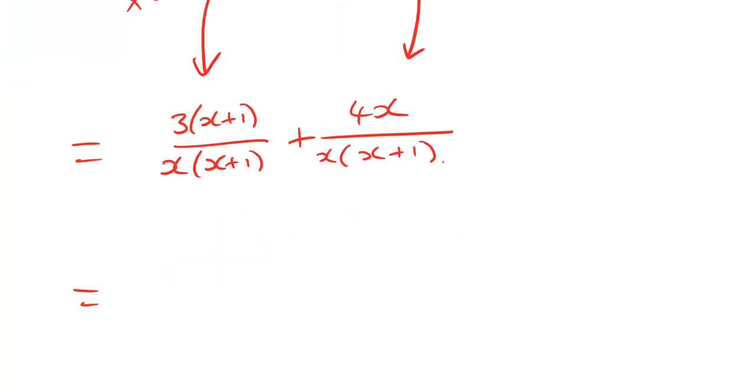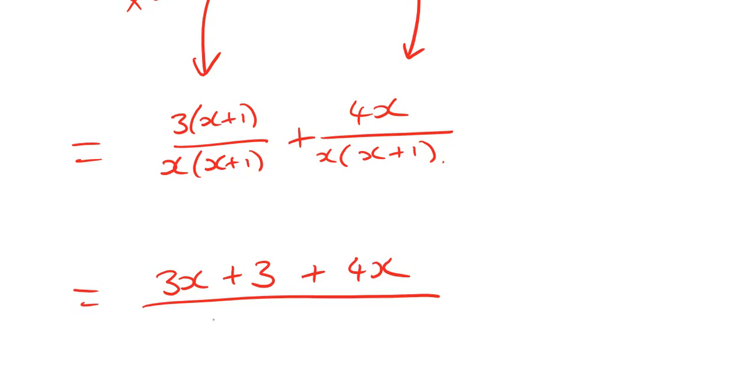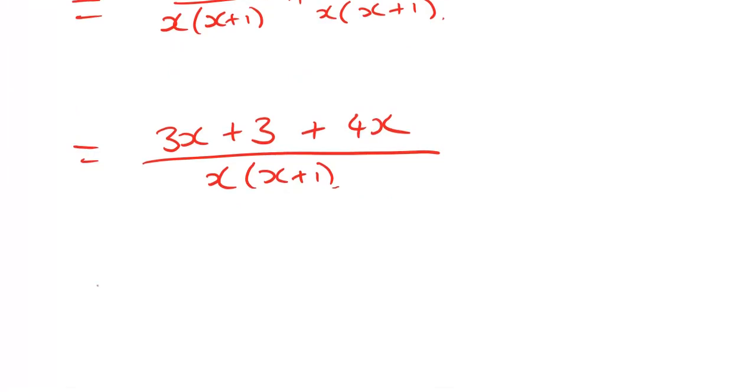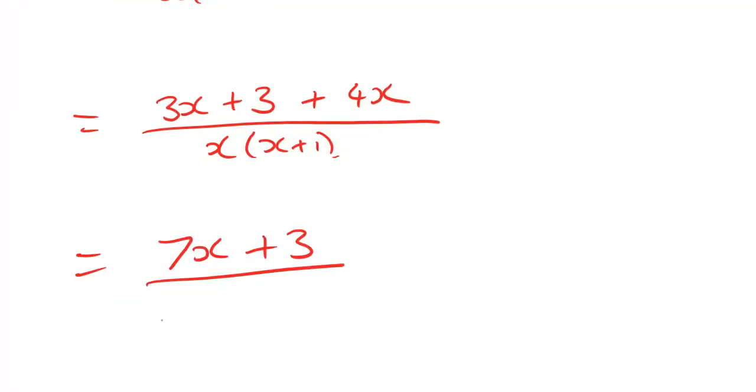At the same time as I'm bringing them together, I'm going to expand the numerator of that first one. So 3 lots of x plus 1 is 3x plus 3. And we're going to add it to that 4x, keeping that denominator the same. Okay, and then now we can simplify that top a little bit further because we can bring that 3x and the 4x together. So we're going to have 7x plus 3 all over x times x plus 1.